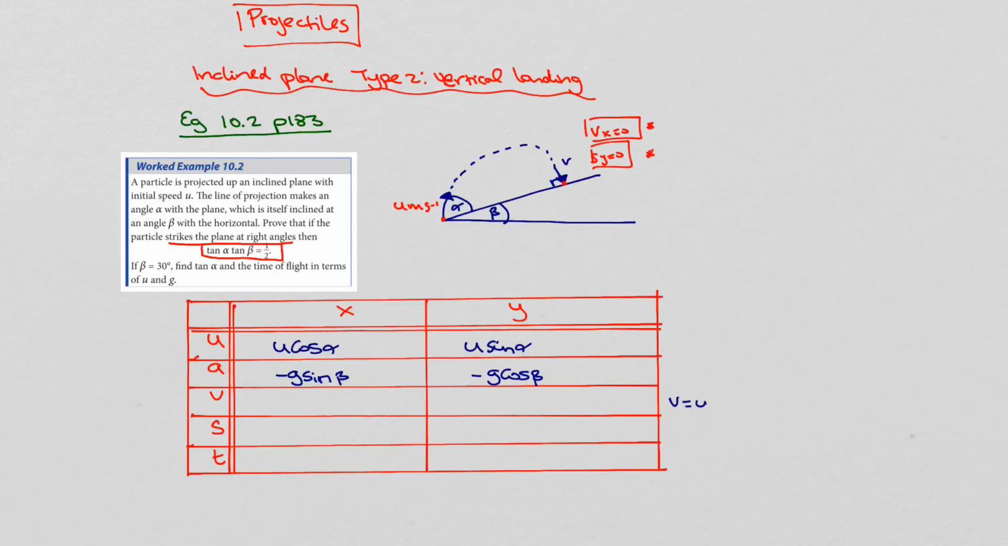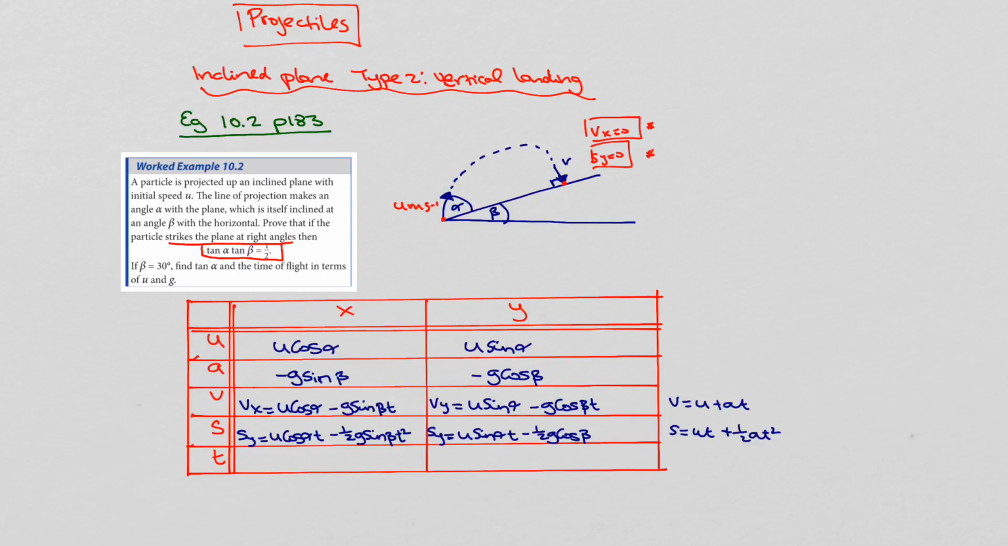So then if V is equal to U plus AT, V in the X direction is U cos alpha minus g sine beta T, and V in the Y direction is U sine alpha minus g cos beta T. And then if S is equal to UT plus a half AT squared, then S in the X direction is U cos alpha T minus a half g sine beta T squared, and S in the Y direction is U sine alpha T minus a half g cos beta T squared. And our time is in terms of T.